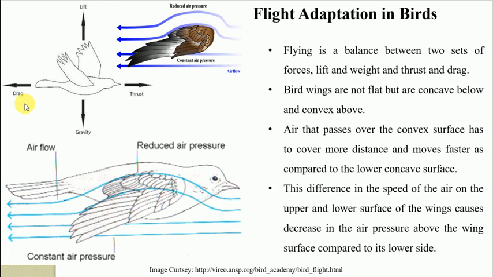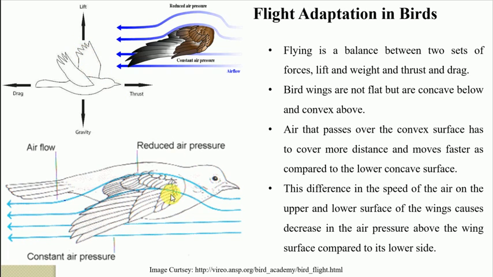Now weight is a result of gravity, and lift is generated by the flow of air over the wings. Whatever air is passing over and below the wings is responsible for causing the thrust, and gravity is responsible for weight, which pulls the body in a downward direction. But the air which passes from the dorsal and ventral part of the wing is responsible for giving the thrust or the lift in the air for the birds.